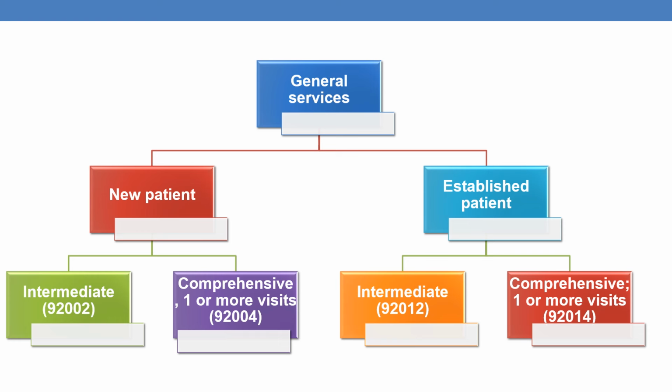Now coming to the CPTs. For a new patient, for intermediate services, the CPT is 92002, and for a new patient for comprehensive services, 1 or more visits, the CPT is 92004. And for an established patient for intermediate services, the CPT is 92012. And for comprehensive services for an established patient, 1 or more visits, the CPT is 92014.